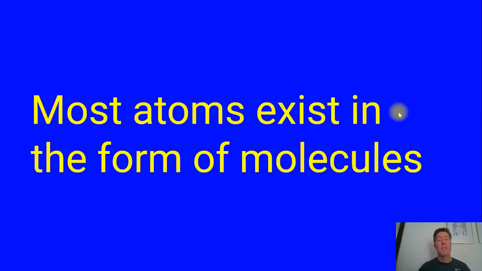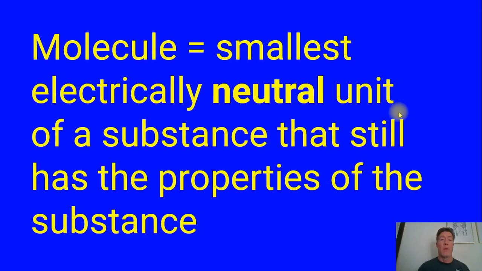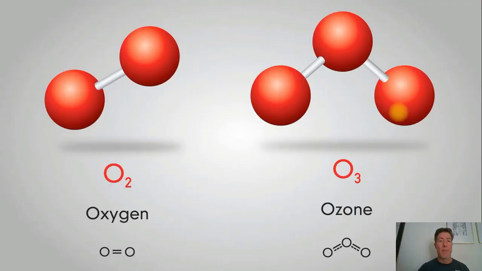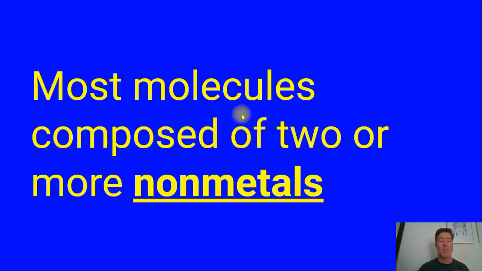Now, most atoms exist in the form of molecules, which is the smallest electrically neutral unit of a substance that still has all the properties of the substance. So, for example, every molecule of water still has all the properties of water. So a molecule is two or more atoms acting together as a unit. Here is a molecule of oxygen, here's a molecule of ozone, and of course they don't all have to be the same, we can mix and match them.